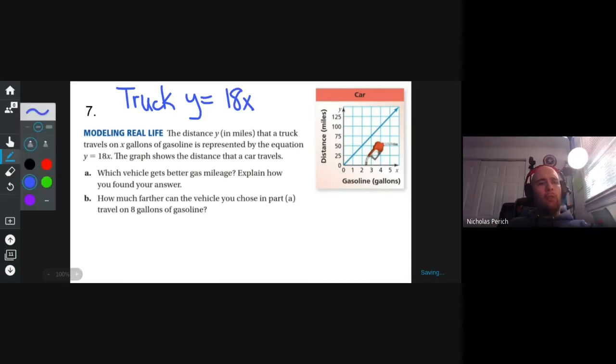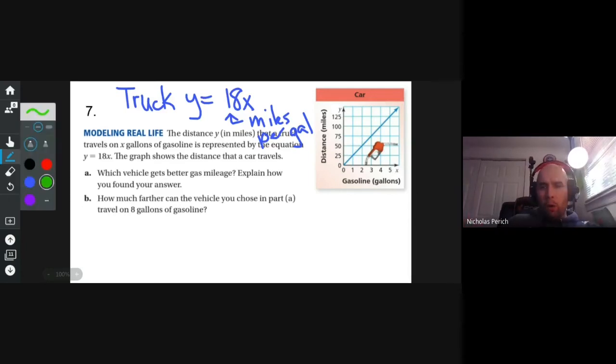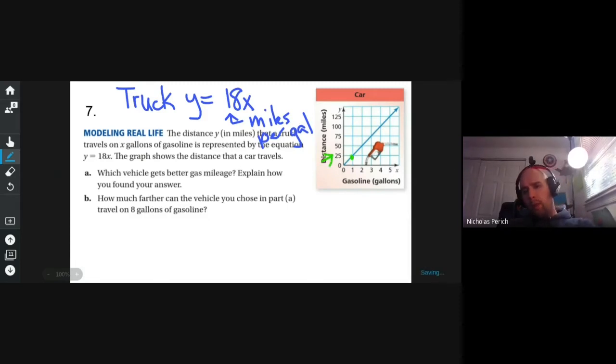The number in front of x is my rate. So if I'm doing miles over gallons, this truck gets 18 miles per gallon. Now let's look at the car. Is that proportional? Yes. Remember from one of the first slides that whenever your x is 1, that's going to be your slope.